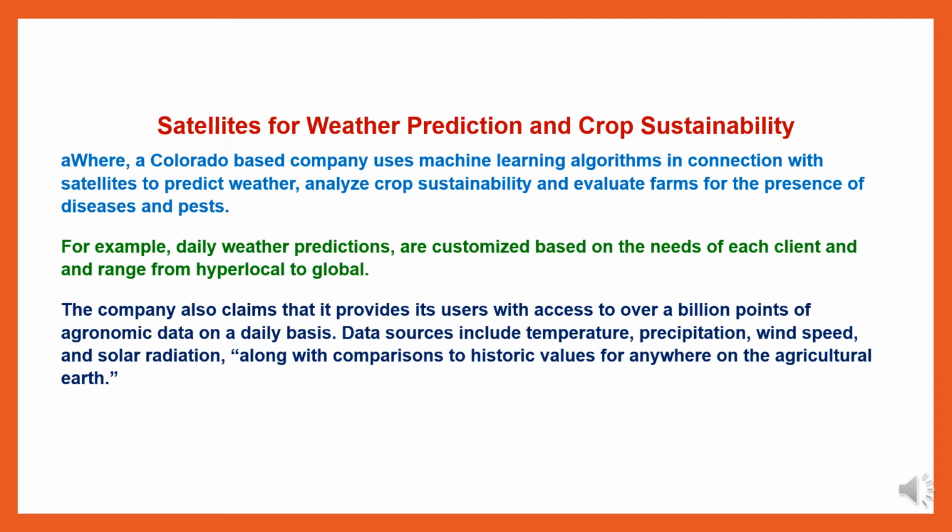For example, daily weather predictions are customized based on the needs of each client and range from hyperlocal to global. The company also claims that it provides its users with access to over a billion points of agronomic data on a daily basis. Data sources include temperature, precipitation, wind speed, and solar radiation, along with comparisons to historic values for anywhere on the agricultural earth.